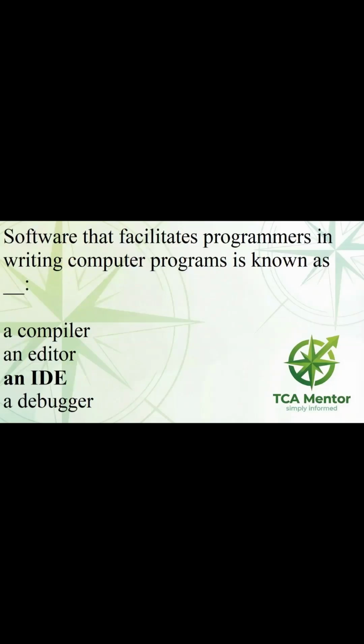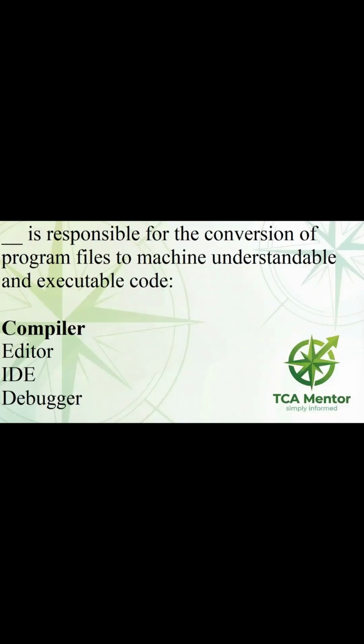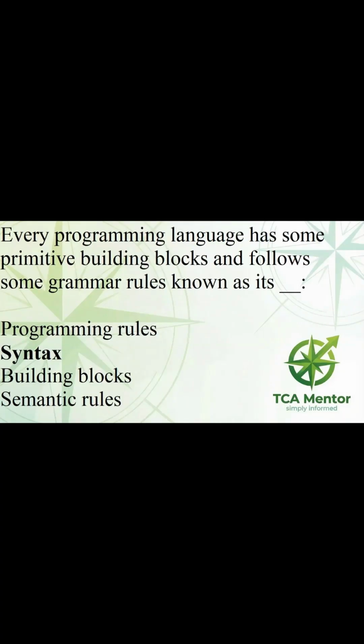Software that facilitates programmers in writing computer programs is known as ____. ____ is responsible for the conversion of program files to machine understandable and executable code. Every programming language has some primitive building blocks and follows some grammar rules known as its ____.